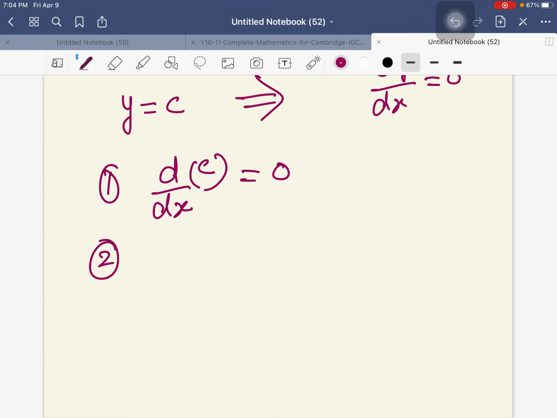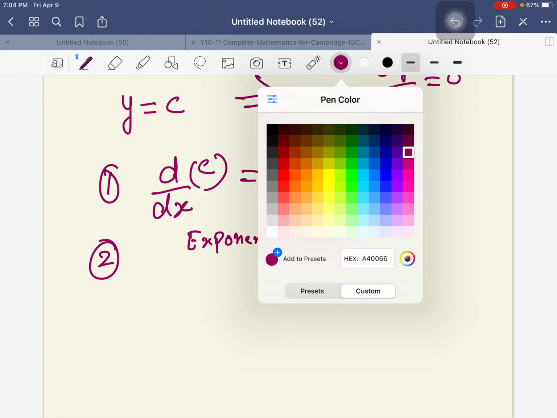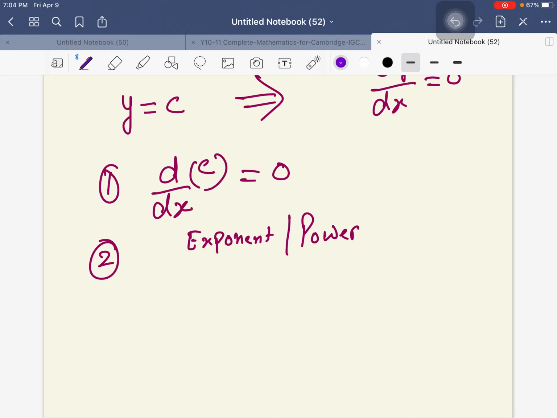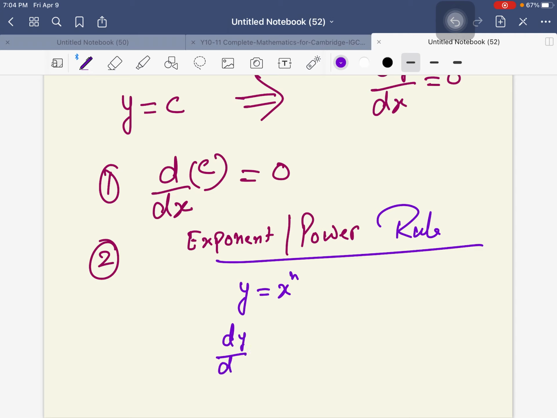Rule number 2 is exponent or power rule. If you find any algebraic function or polynomial, we can find derivative of individual terms by using this power or exponent rule. What's that? If the function is y equal x power n, derivative, which is d dx of this function, will be the power comes in front as a multiplier of x raised to power the existing power reduced by 1. We write the predecessor of that power.